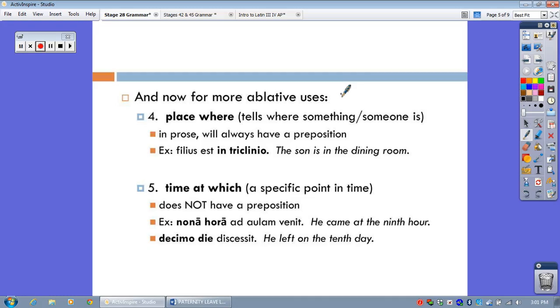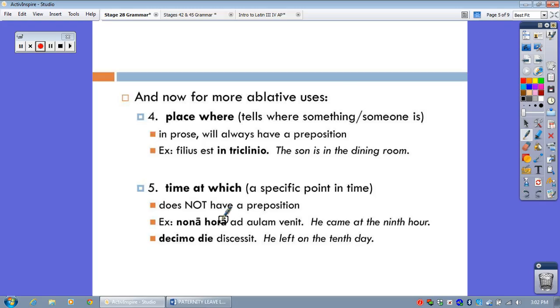Now here is one that sometimes people get confused with the accusative duration of time. But think about what they're called, and I'm hoping that that'll help you remember the difference. Accusative duration of time tells you how long an action lasts. An ablative of time at which tells you a specific point in time. No preposition is used. So for example, nona hora, notice how they're both ablative because they have a long mark over them.